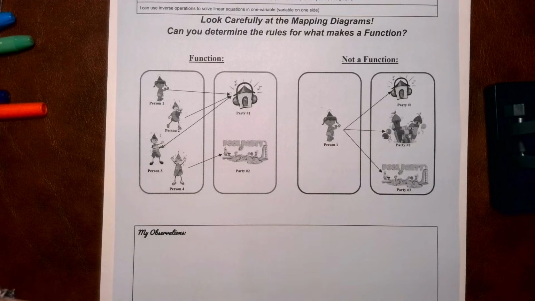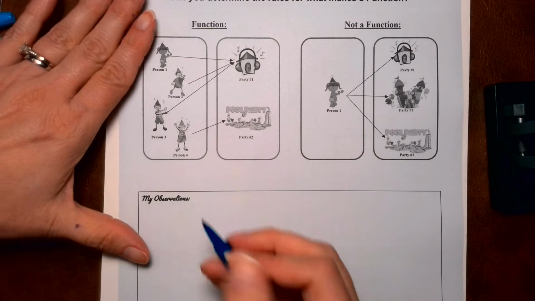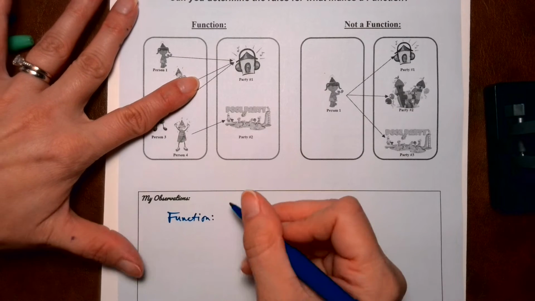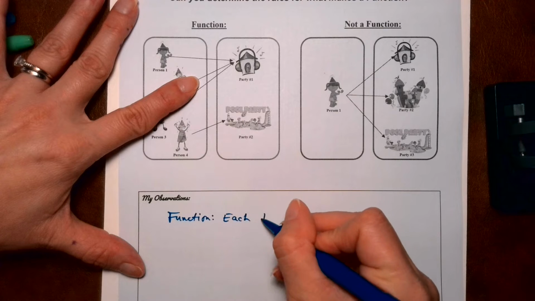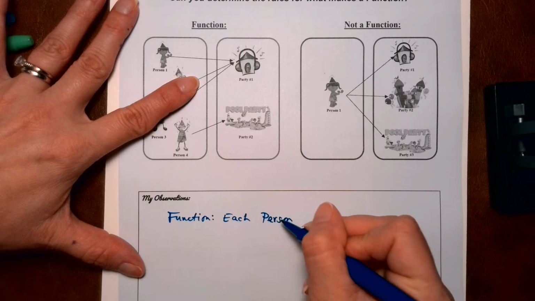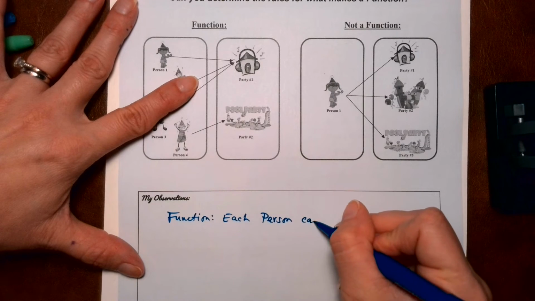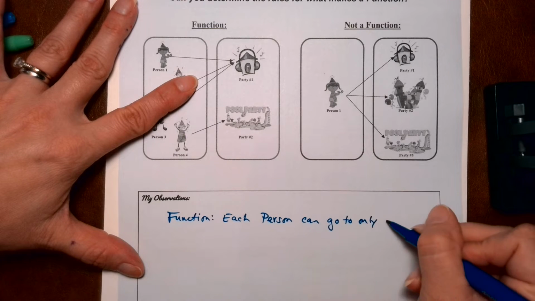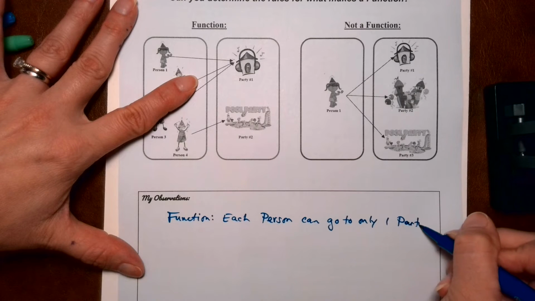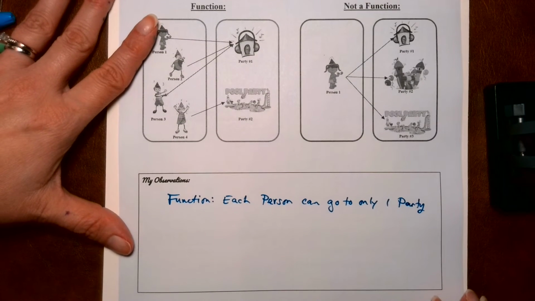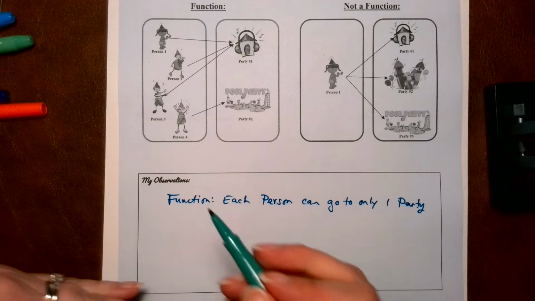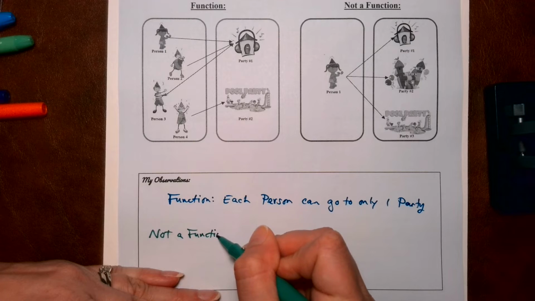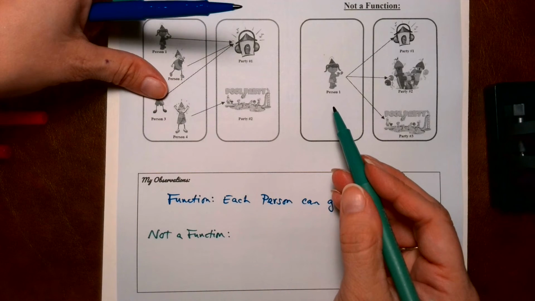And so the idea here, to be a function, what's a function? Each person can go to only one party. And that's what it means to be a function. How about not a function? Not a function. What does not a function mean?